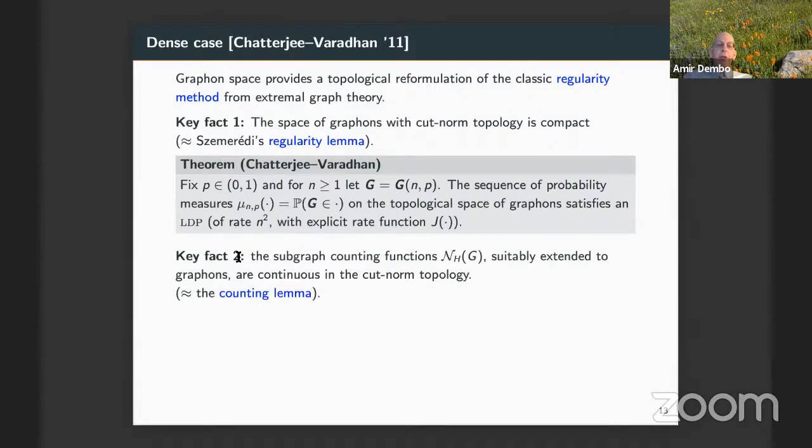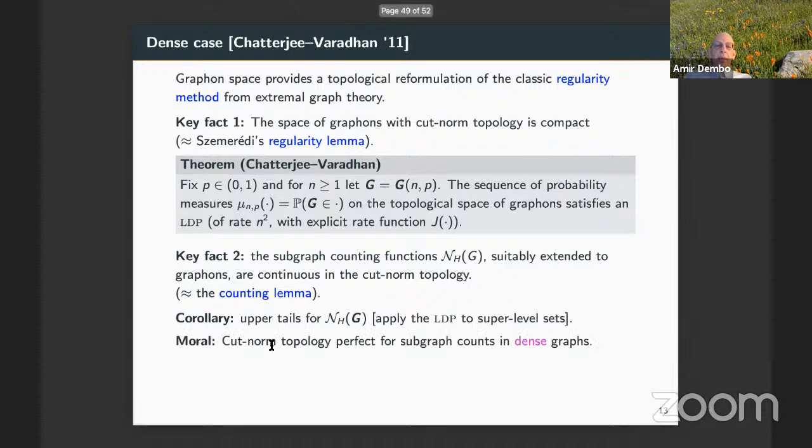And the second fact, which is relevant to our story, is that counting subgraphs, suitably extended to our space of graphons from graphs, is going to be continuous with respect to this particular norm we choose. This is called the counting lemma. Now, because it's a continuous functional, once you have the large deviation as a corollary, you can get the upper tail for our count. So that's where Chatterjee and Varadhan got in 2011, with the result I mentioned.